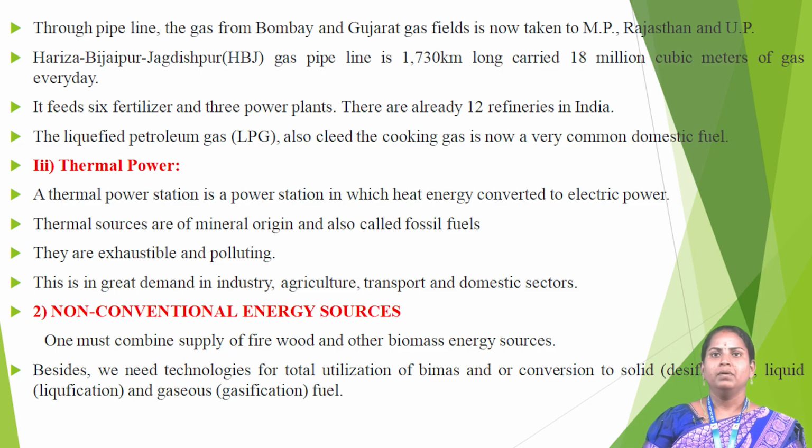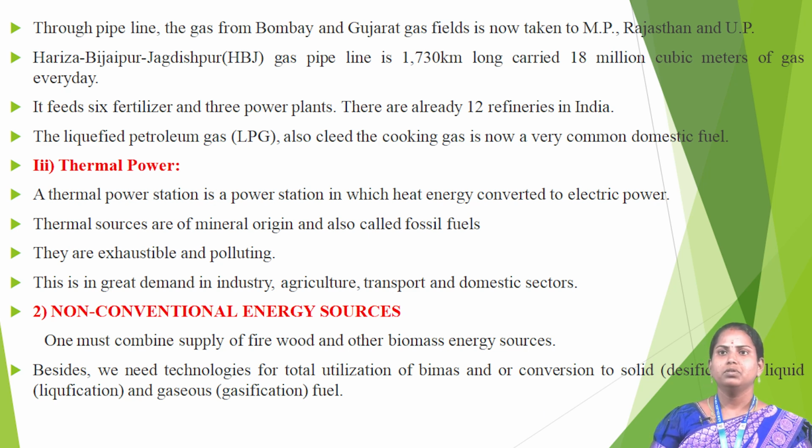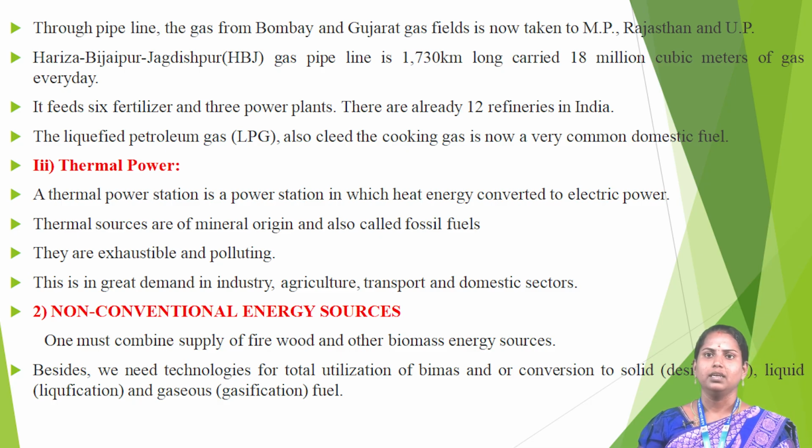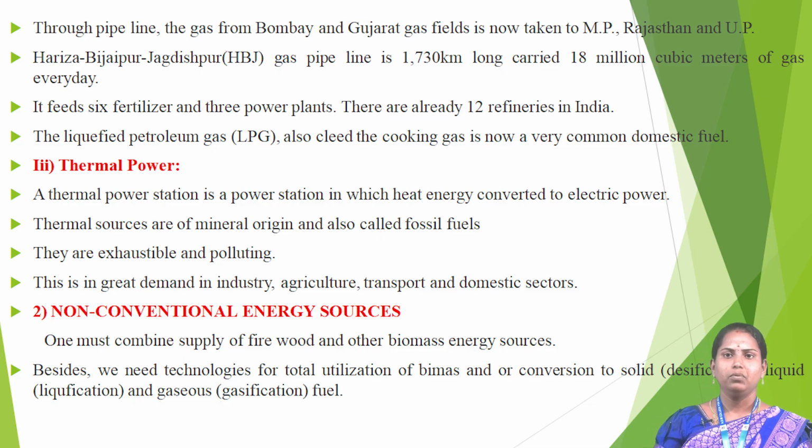Thermal power. A thermal power station is a power station in which heat energy is converted to electrical energy. The thermal power plants use coal, petroleum, and natural gas to produce thermal electricity. These are of mineral origin, also called fossil fuels. They are exhaustible and polluting. There is great demand for them in industry, agriculture, transport, and the domestic sector.